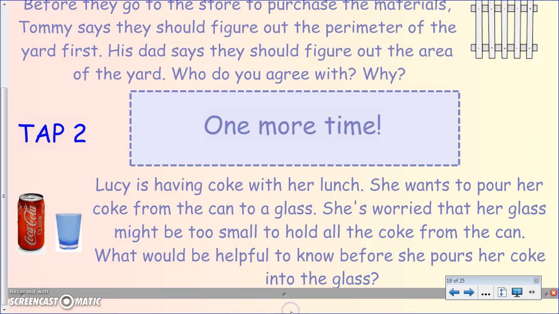Lucy is having Coke with her lunch. She wants to pour her Coke from the can to a glass. She's worried that her glass might be too small to hold all the Coke from the can. What would be helpful to know before she pours her Coke into the glass? So take a moment, write down your answer, make sure you explain why you picked that as your answer.